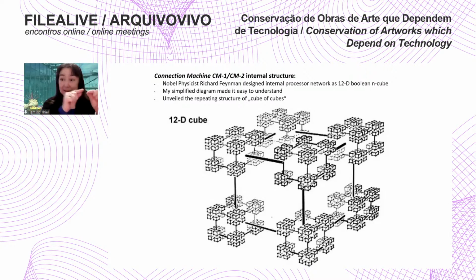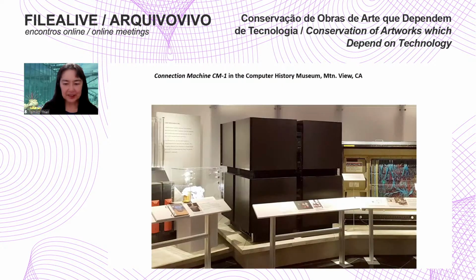I had to say, okay, this is how you're going to connect every single processor to another. So I couldn't just understand it theoretically like he did. I had to understand it physically. And this is the drawing I came up with after processing through a number of his explanations. This is a 12-dimensional cube of cubes, and you see this repeating cube structure. And this is the machine as it finally looked.